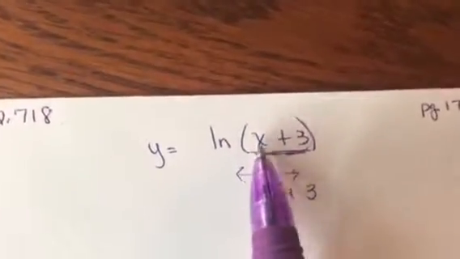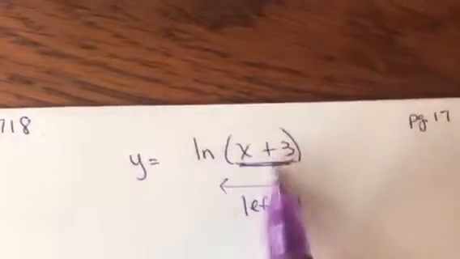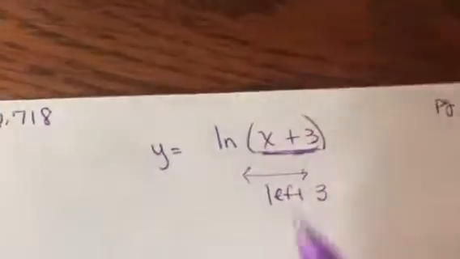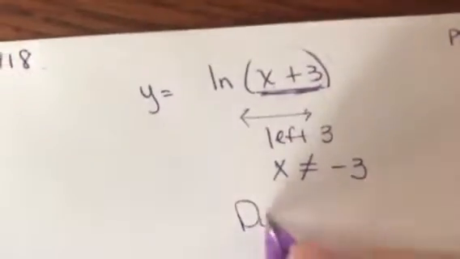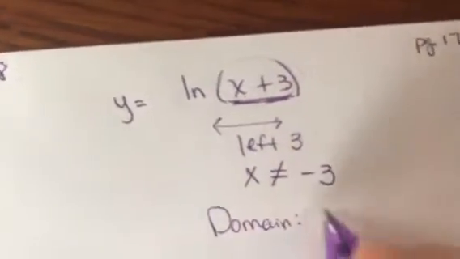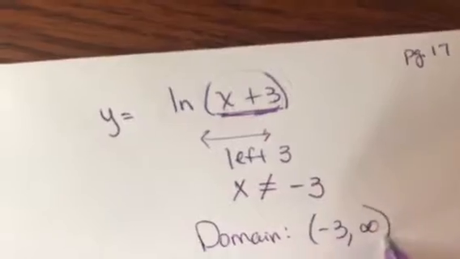I still can never take the log of 0. I don't care if it's the natural or the common log. So I know x can't be -3, otherwise I'd get a 0. So my domain should be -3 to infinity.